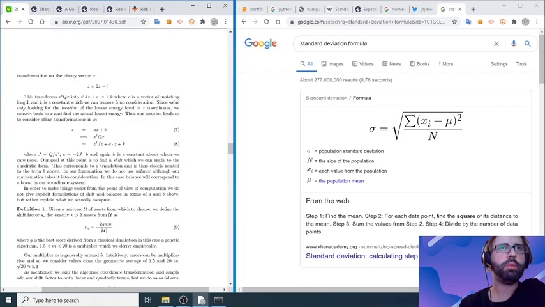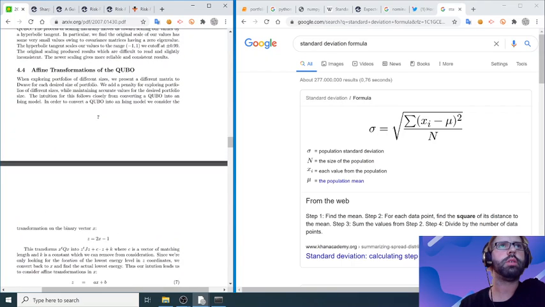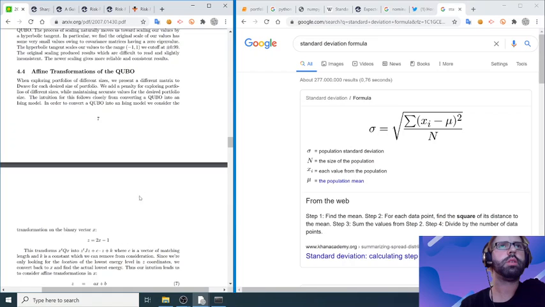You have facets on which to choose. We define the shift factor to the way for each desired size portfolio. We add a penalty for exploit portfolios with different sizes while maintaining accurate values for desired portfolio size. So it seems the way that you're fooling the D-Wave to pick other sizes is by adding the penalties.